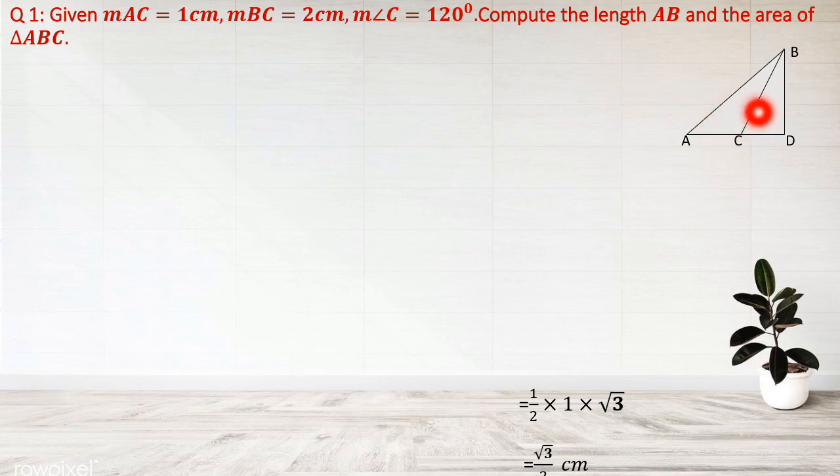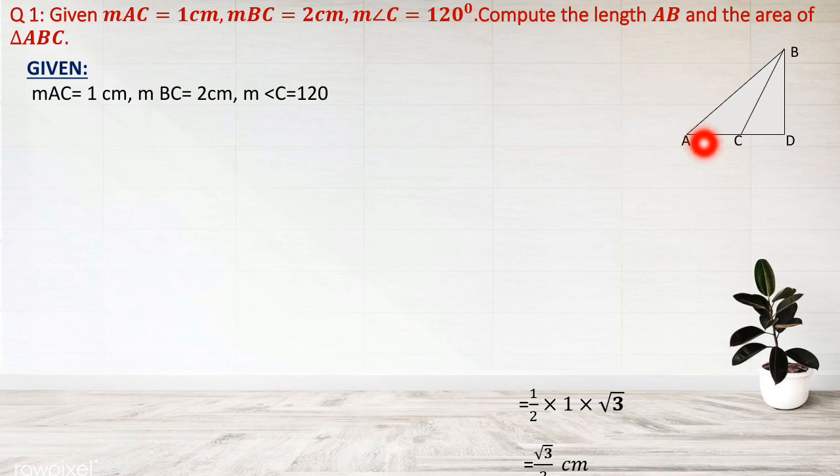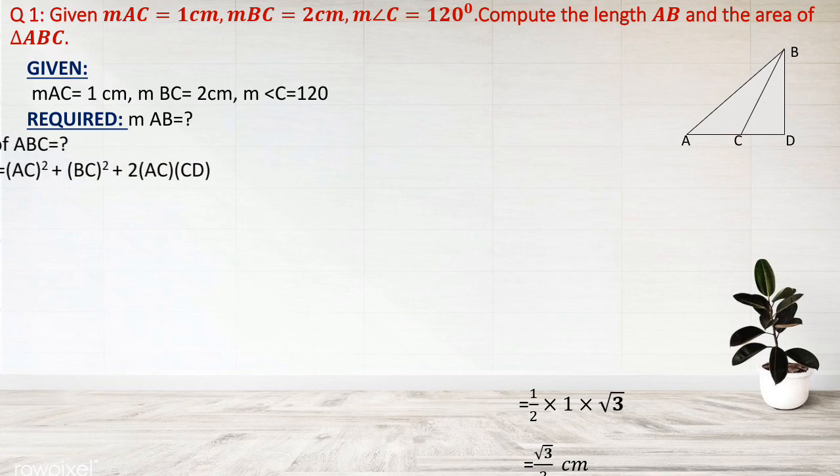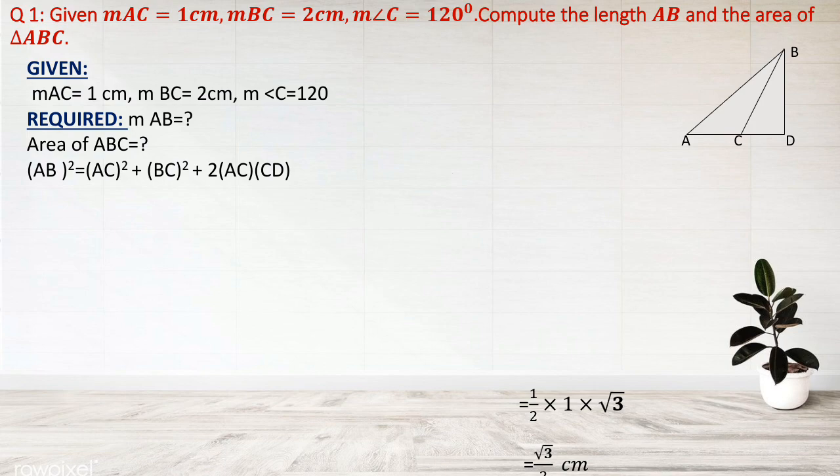So we can say that this angle is an obtuse angle because it is greater than 90 degrees but less than 180 degrees. And we have to compute the length of AB, and we also have to compute the area of triangle ABC. Okay, let's start the solution. We are given these sides: AC is 1 centimeter, BC is 2 centimeters, angle C is 120 degrees. We have to find the length of side AB, and we also have to find the area of our triangle ABC.